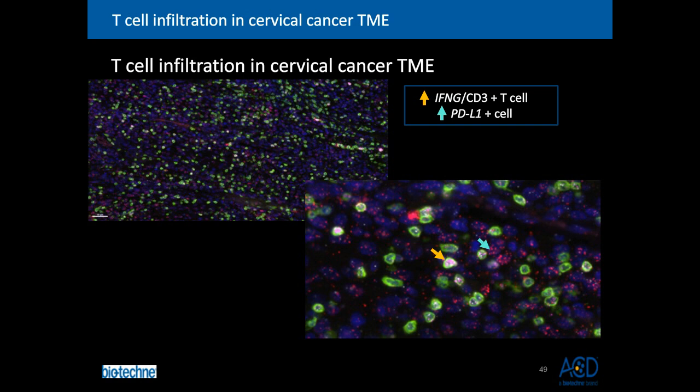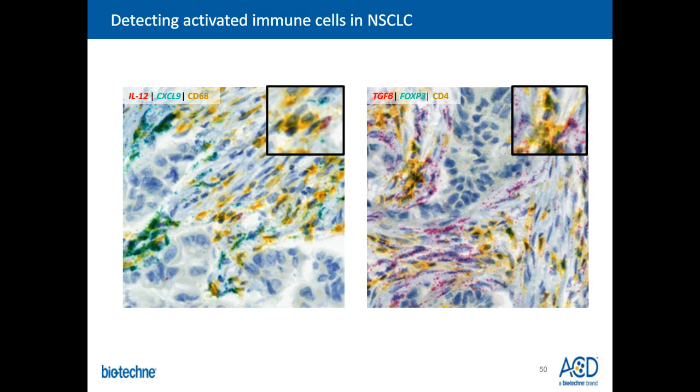In addition to doing this on a fluorescent platform, we can also do this dual ISH-IHC technique using a chromogenic platform. As you can see in this particular example, we have visualized the expression of CD68 using the CD68 antibody in this first panel, potentially detecting macrophages, and then looked at the expression of IL-12 and CXCL9 using RNAscope. In the second panel, we have identified CD4 positive T cells using the CD4 antibody, and then visualized TGF-beta and FOXP3 using RNAscope.